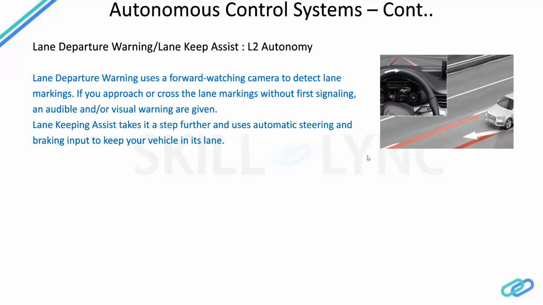And what the lane keep assistance system does is, it gives a warning, and after that it rotates the steering automatically, so that you are brought back to the designated lane one more time.